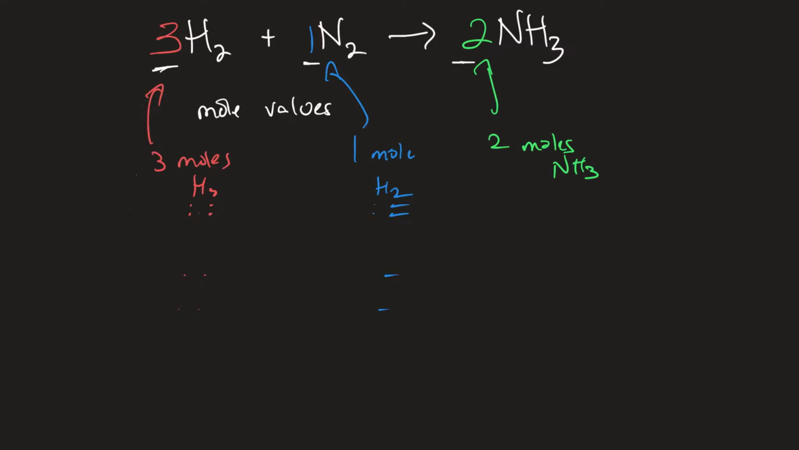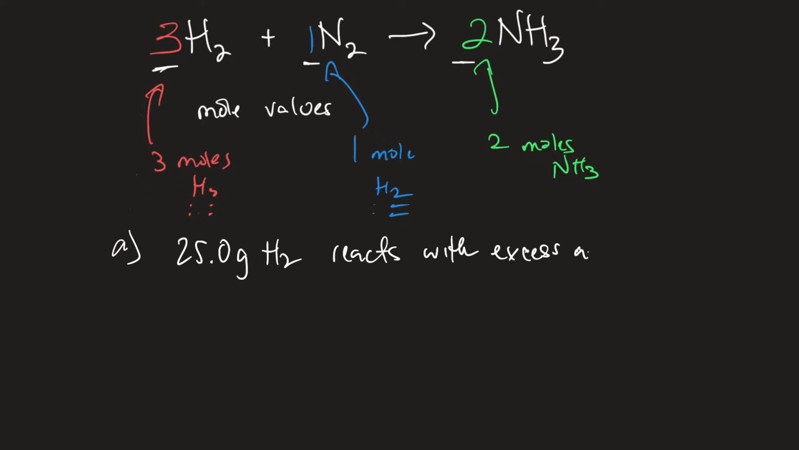And so we'll jump into an example. If you were given 25.0 grams of H2, and it reacts with an excess amount of nitrogen, N2. What I mean by excess simply means I have enough N2 to react with all 25 grams of hydrogen. That just means you have more than enough. So don't get confused about that term.